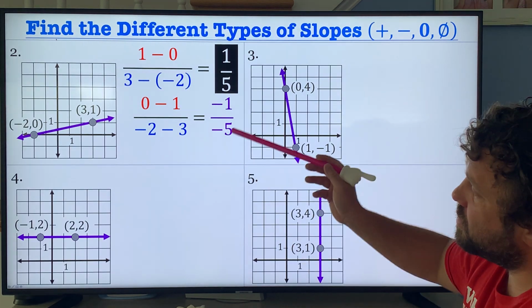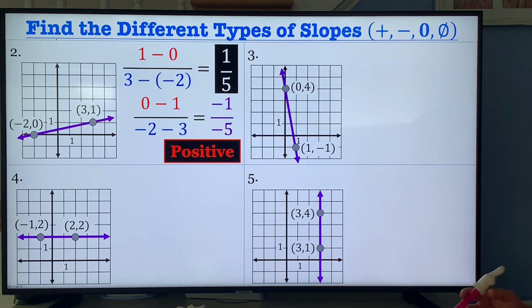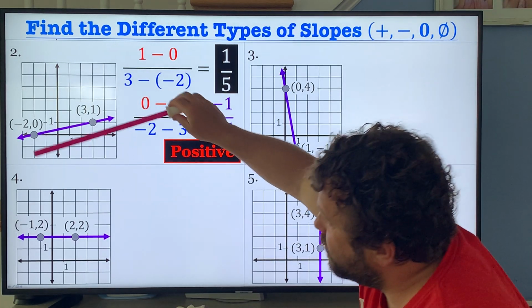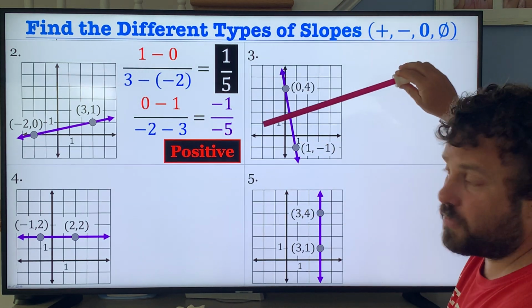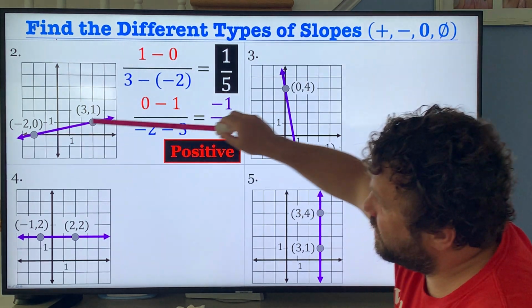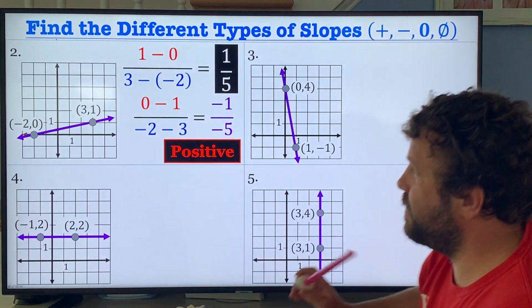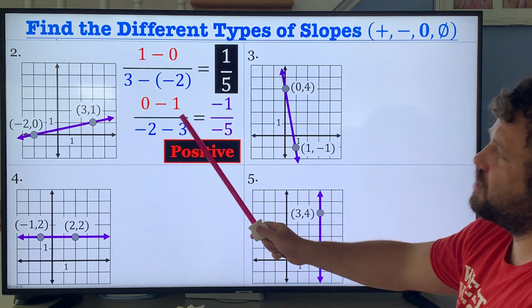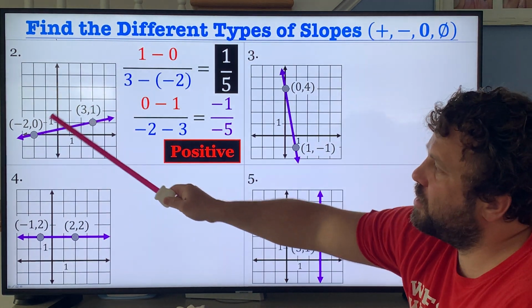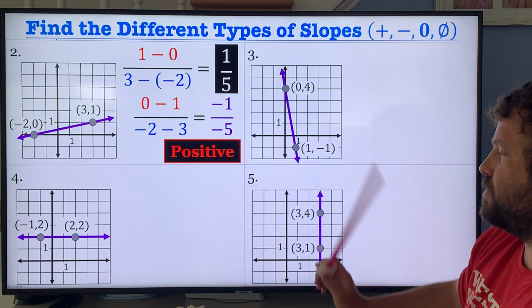If you do it the other way, you also still get 1/5. This is indeed a positive slope. Positive slopes are slopes that rise from the left to the right. Notice the slope is increasing from the left to the right. And this just shows you, say I did 0 minus 1, negative 2 minus 3, same answer.